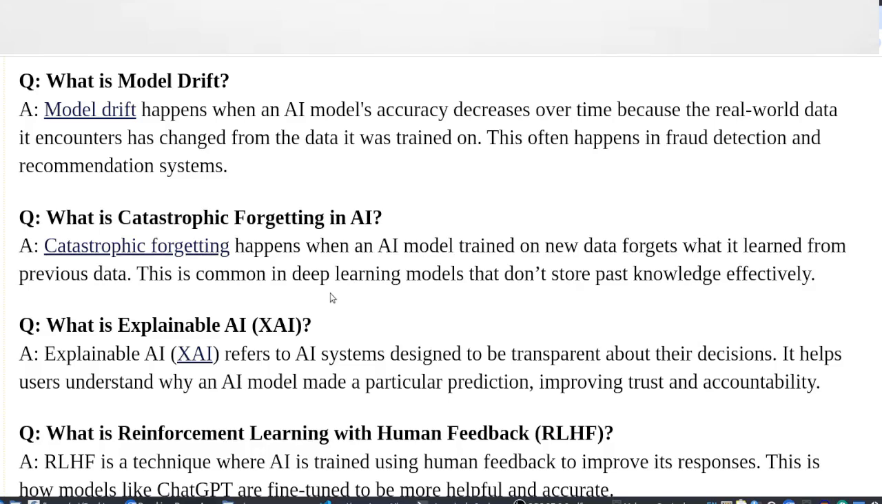What is explainable AI? It is about giving detailed support on how the model is working and why it is giving this output. So it will help to improve trust and accountability.